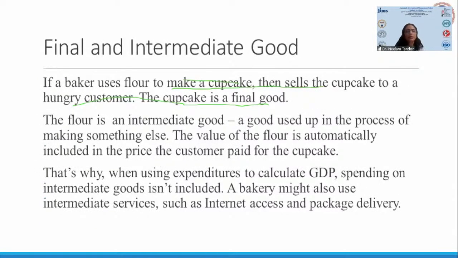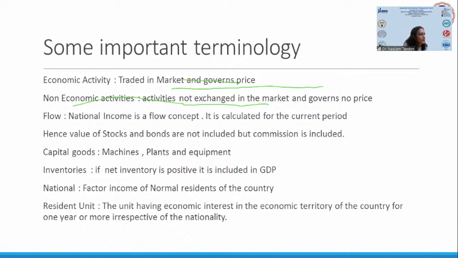So the final goods and intermediate goods are clear to people, I hope. We have already shared an example: a baker uses flour to make a cupcake, then sells the cupcake to a customer. So the cupcake is a final good. What is the intermediate good? The intermediate good is flour. That is why we calculate the final good. The bakery might be using intermediate services like internet services to promote its products, packaging and delivery. These are not counted because once the bakery sells the cupcake, they include every cost of theirs in that. So that is the final value we calculate. Intermediate and final goods are clear to all of you.